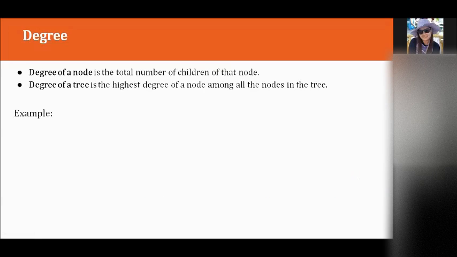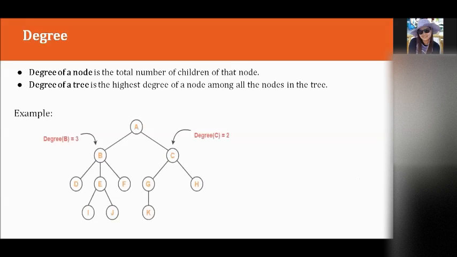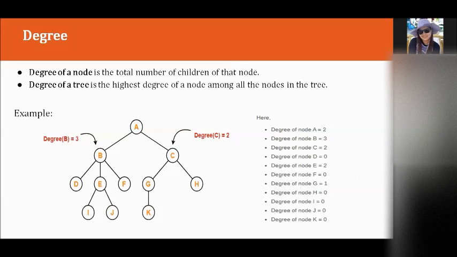So what about the degree? Degree of a node is the total number of children of that node. Degree of a tree is the highest degree of a node among all the nodes in the tree. So if you will notice here, the total number of children. Degree of node A is equal to 2.